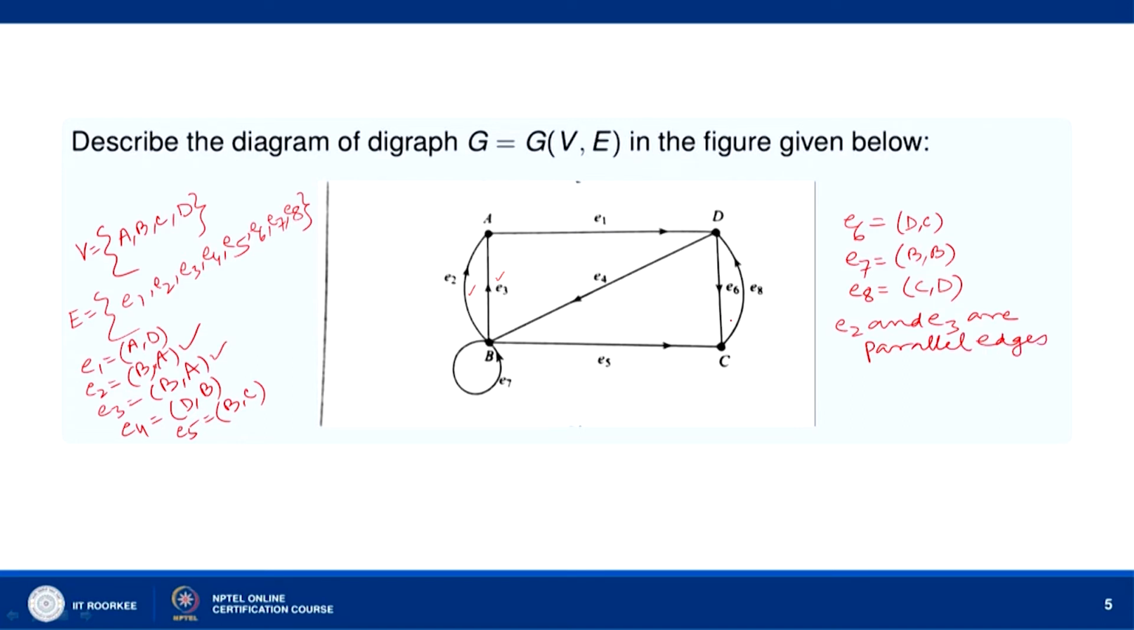Now, in the case of E6 and E8, E6 is DC, E8 is CD. Although they join the same points C and D, their directions are opposite. E6 is from D to C, E8 is from C to D. So E6 and E8 are not parallel edges. As we said earlier, E7 is BB, so it defines a loop at B.